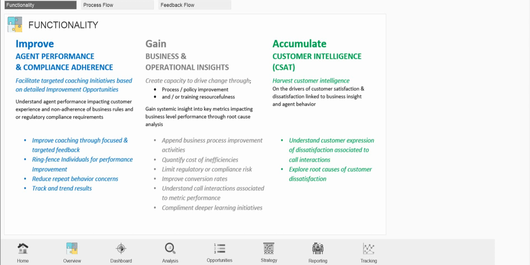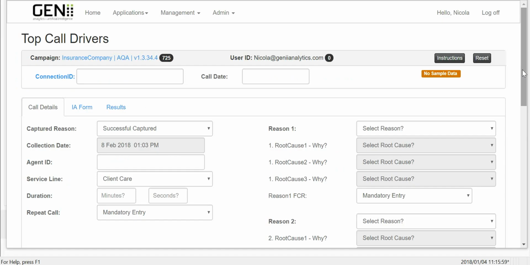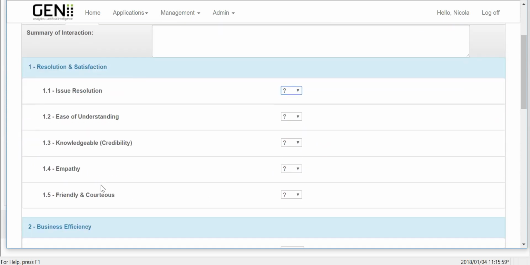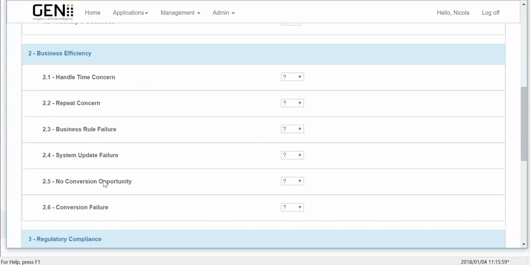Insights are captured via the Genii app. All metadata points associated to the interaction are captured within the Genii app, including key call reasons, campaign information, call durations, agent ID, service lines, or any other important critical key metrics. The form framework is structured to capture root causes for critical topics impacting resolution and satisfaction, business efficiencies, regulatory compliance, and voice of the customer.